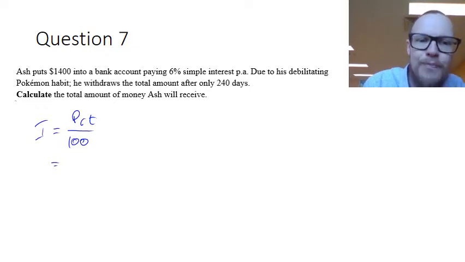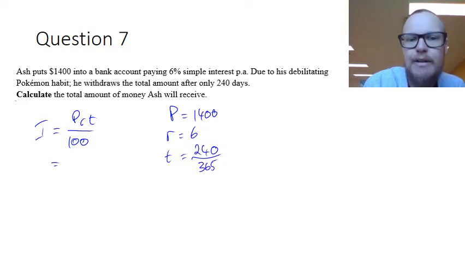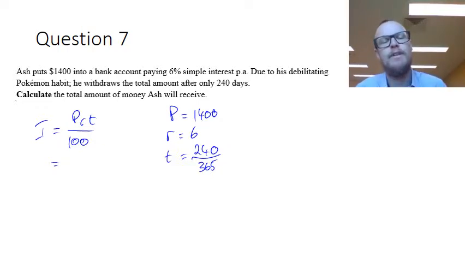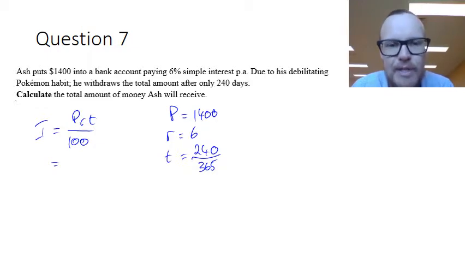The principal, we can list them here. The principal here is 1,400. The rate is 6%. And the time is 240 days out of 365 days. Okay, so it's the fraction of the year that he's invested it for. It says 6% simple interest per annum. Okay, so that's 6% of interest over the year. So if he's only put it in for 240 days, then it's 240 out of the 365 days.